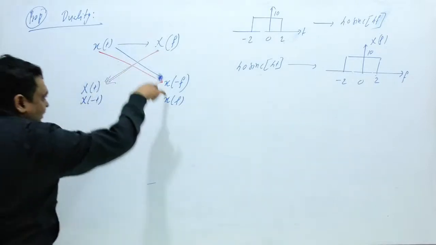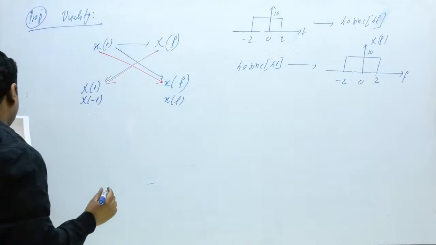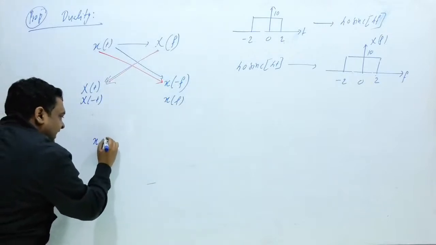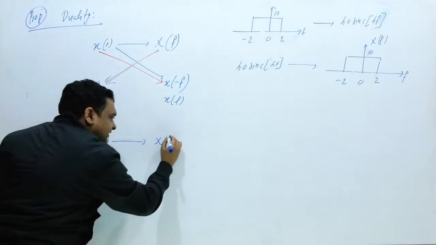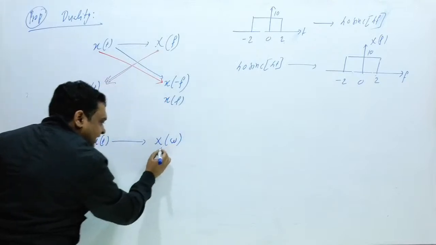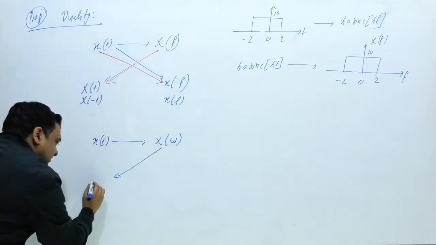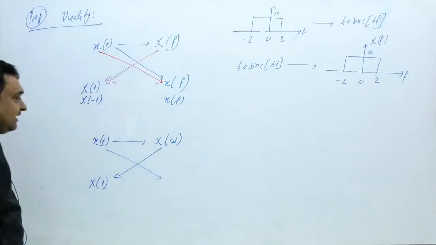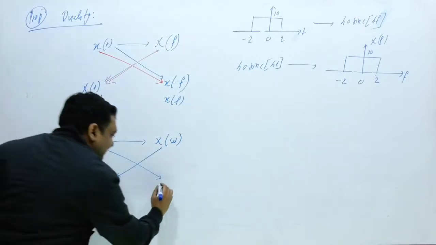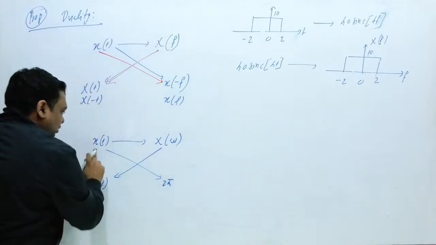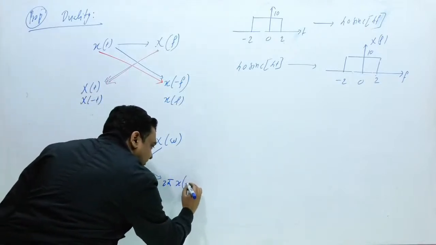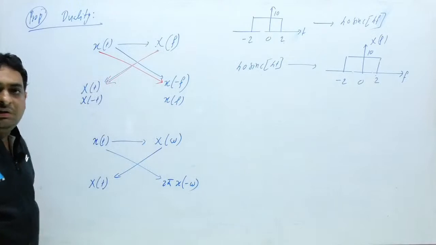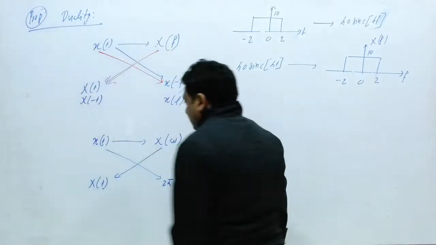But if you want to remember this property in the omega domain, then what will you get? x(t) Fourier transform is X(omega). Then you can put here, this capital X(omega) will be capital X(t), and this value will be here. And here you will get multiplied by 2 pi, and this is nothing but x of minus omega. You can write in this way.